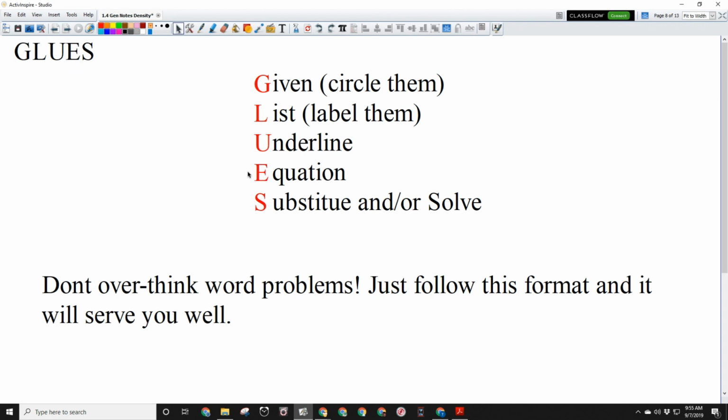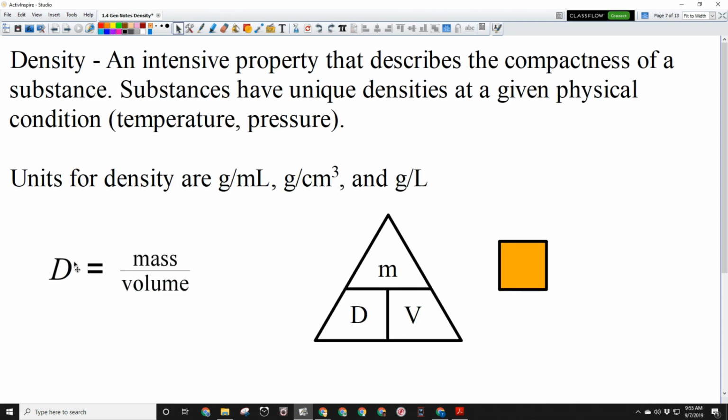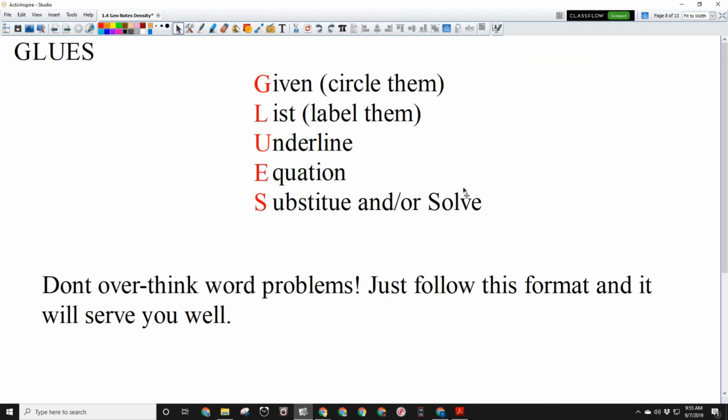And then E, you want to set up your equation. If the problem you're solving has some equation that goes along with it, like the density equation that we have here, density is equal to mass over volume, go ahead and write down what your equation is. And then rearrange it so that you're solving for what you underlined. Then once you have your equation written down and rearranged, you substitute in the values that you were given, and then solve the problem. It makes it really, really simple if you go through these steps.